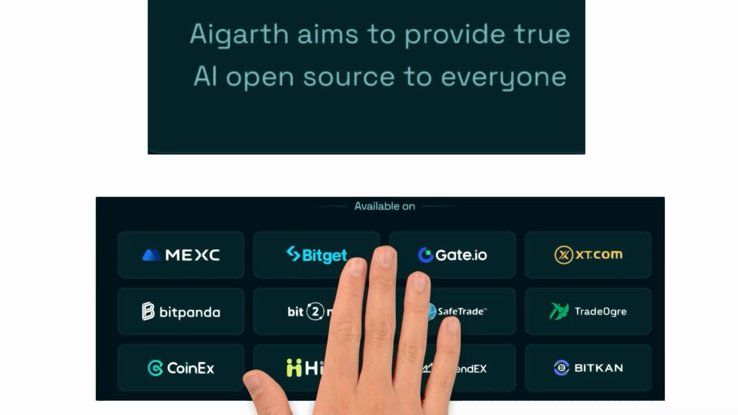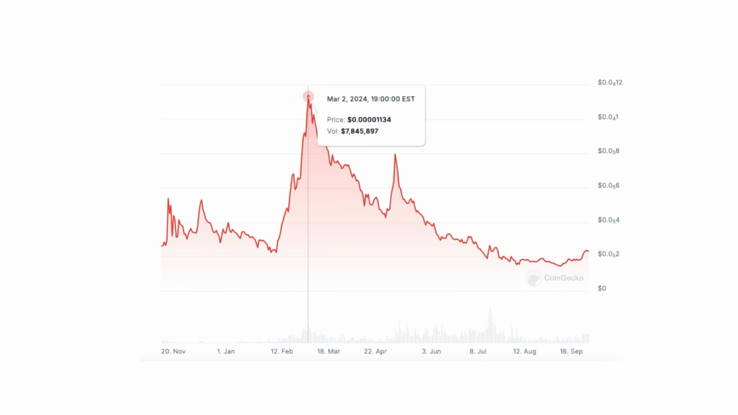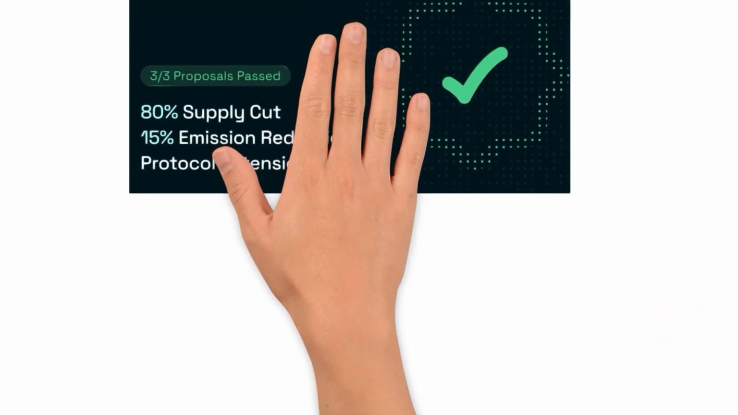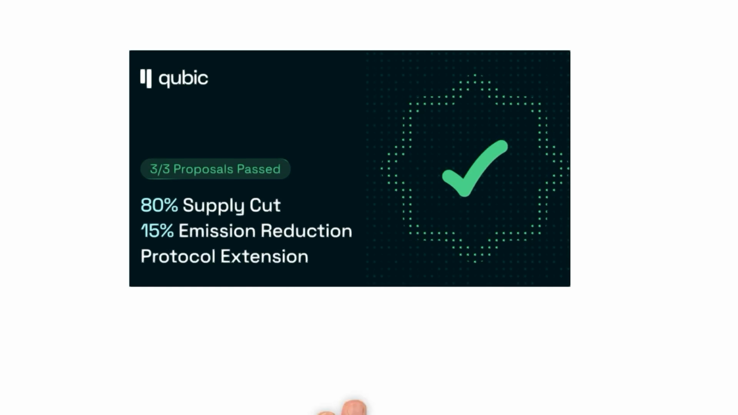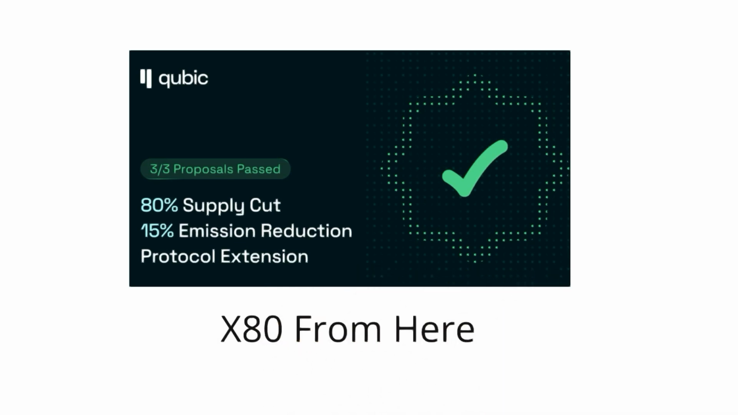Additionally, Qubic is now on over 12 exchanges, giving it more reach for people in different parts of the world, which will enhance the liquidity and volume. Qubic has already reached a 1 billion market cap, being listed on only one small exchange. Taking into consideration that Qubic burned 80% of the supply with a 15% reduction and protocol extension, Qubic can reach 80x from the price that we are at right now. What do you think?